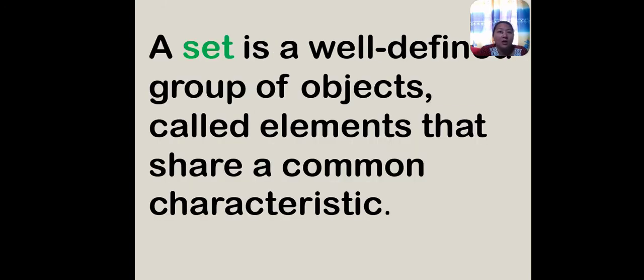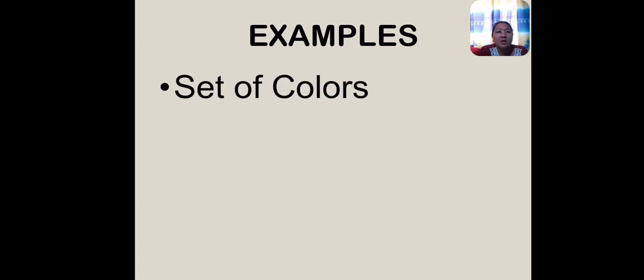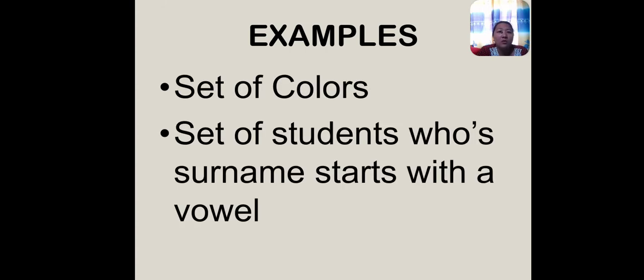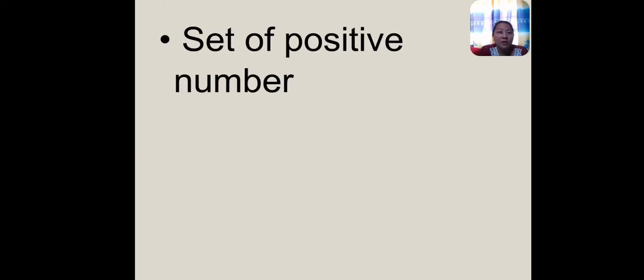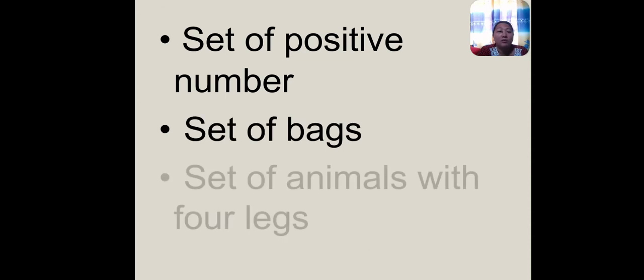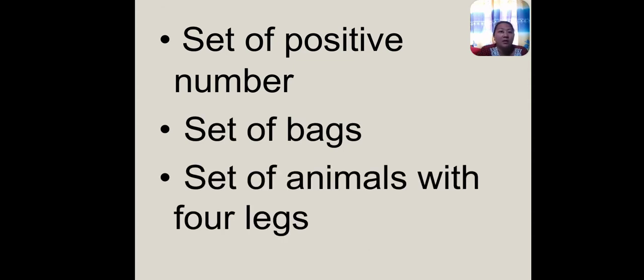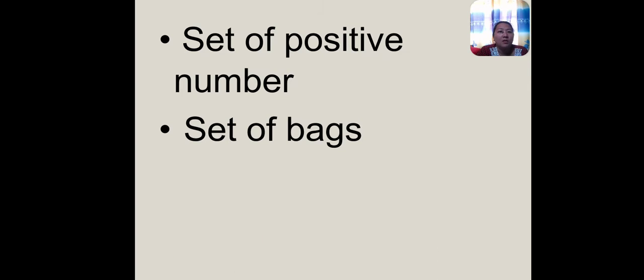So this morning our topic is all about sets. But the question is, what is a set? Let's define it now. A set is a well-defined group of objects called elements that share a common characteristic. What are examples of sets? We have set of colors, set of students whose surname starts with a vowel, set of numbers, set of bugs, set of animals with four legs. Those are examples of sets.